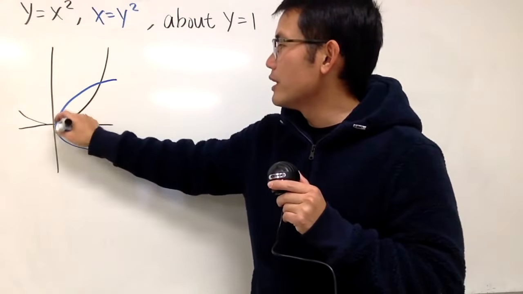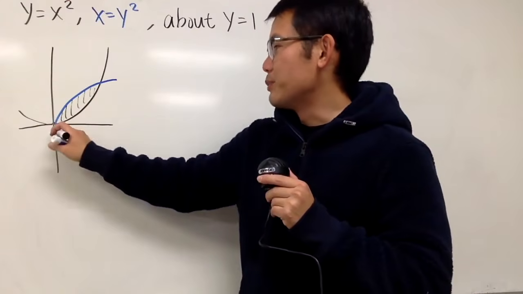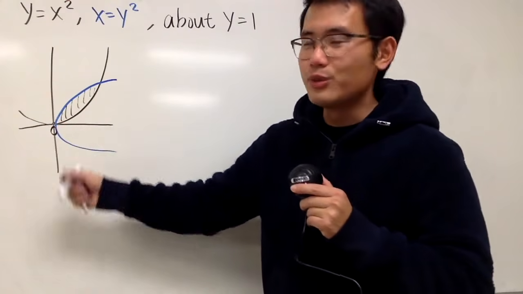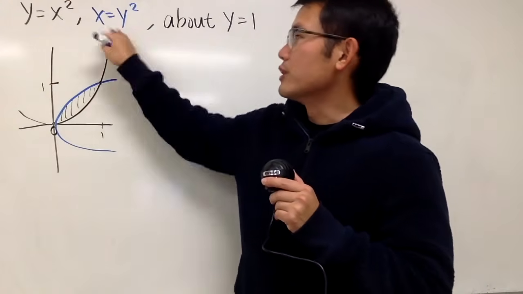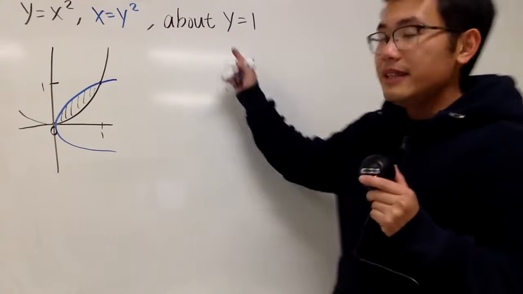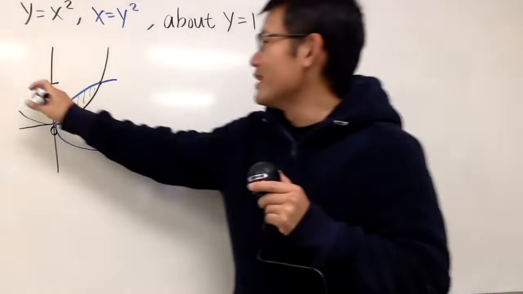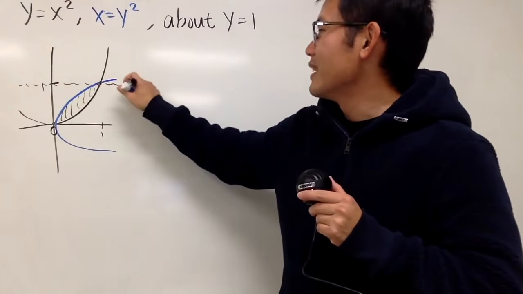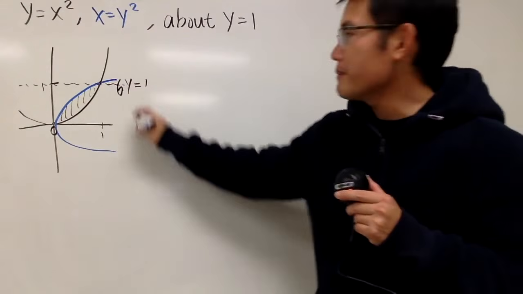So this is the region that we are talking about, and we also know that it's pretty easy to see they cross each other at 0, 0, and in fact, they also cross each other at 1, 1. You can just solve the equations, and I'll leave that to you guys, right? It's not so bad for this one. And in fact, we are going to rotate this region about y is equal to 1. So be really careful with this, right? It can be tricky sometimes. So we'll rotate it right here, okay?